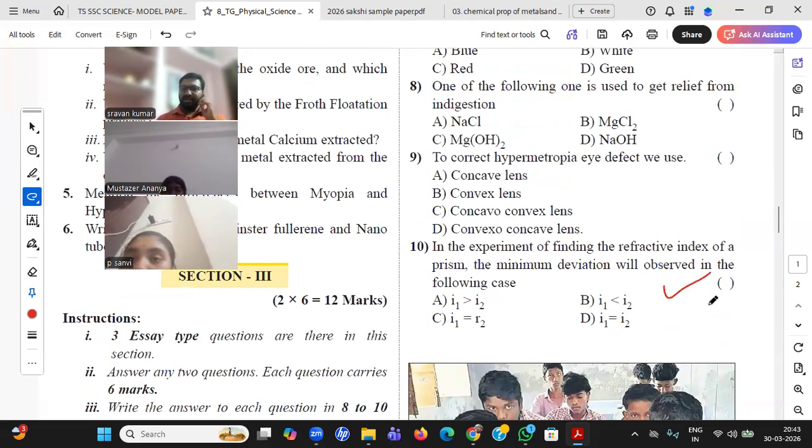In the experiment of finding the refractive index of the prism, the minimum deviation will be observed in the following case. We have discussed what a prism is and all that, but we did not discuss exactly this much deeply. Come on, students, let me see how much you know the answer. Sanvi, you finished your physics, right? So try to give the answer.